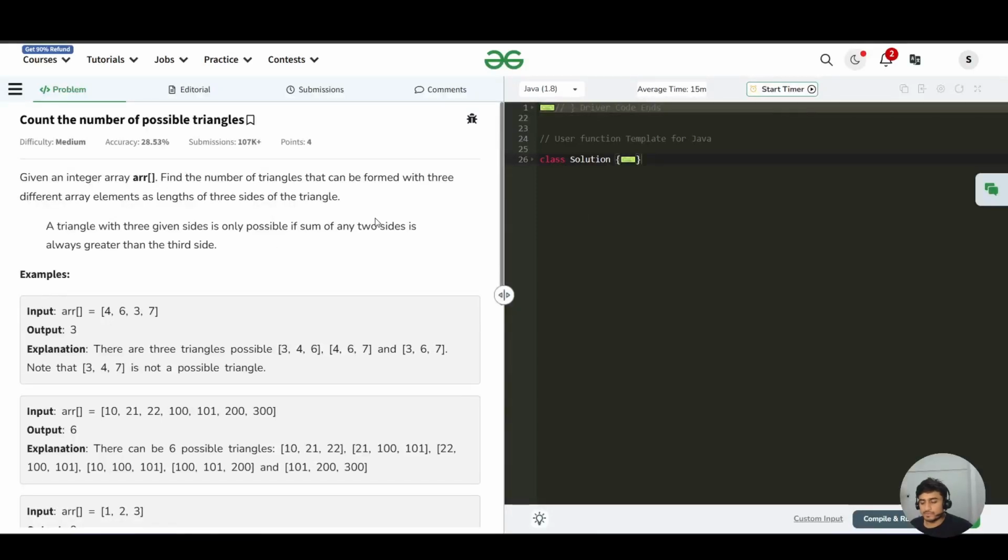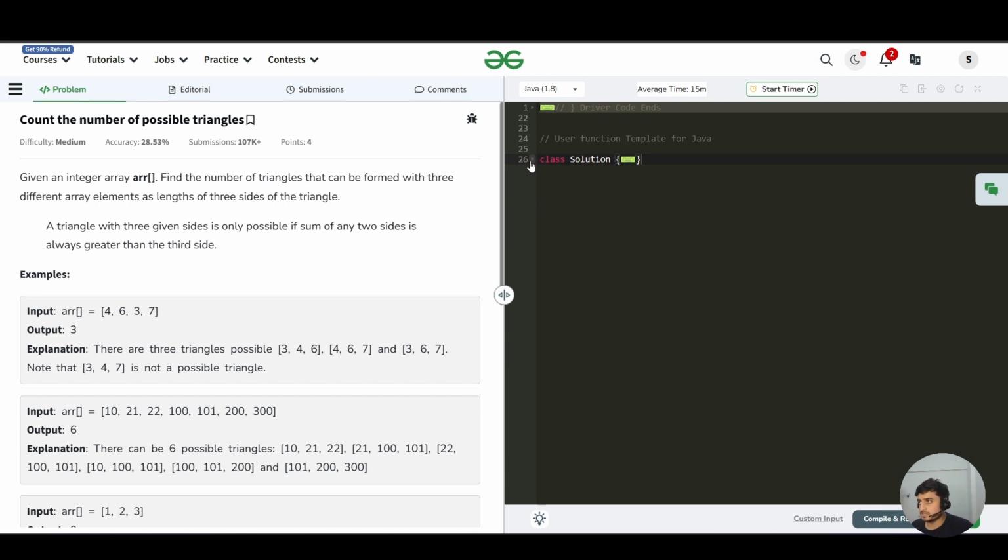Okay, so welcome everyone. Today's question of the day is count the number of possible triangles. As the definition says, a triangle with three given sides is only possible if any two sides are always greater than the third side. मतलब अगर triangle की sides A, B, C हैं, then A plus B should be greater than C, and A plus C greater than B, and C plus B greater than A, right?